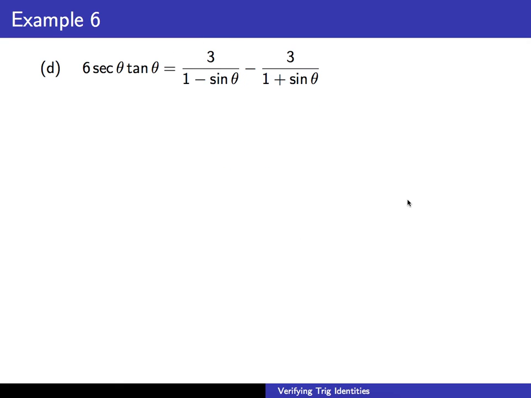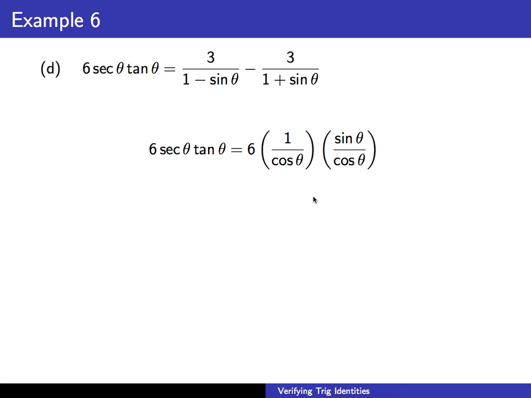All right, part D, 6 times the secant of theta times the tangent of theta equals 3 over 1 minus the sine of theta minus 3 over 1 plus the sine of theta. So here, let's start by looking at the left-hand side. 6 times secant times tangent, if we use sines and cosines again, is 6 times 1 over cosine times sine over cosine, which gives us 6 sine theta over cosine squared theta.